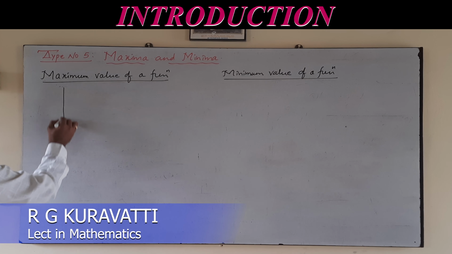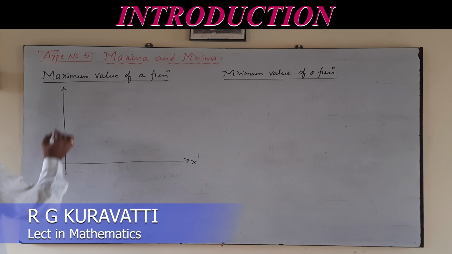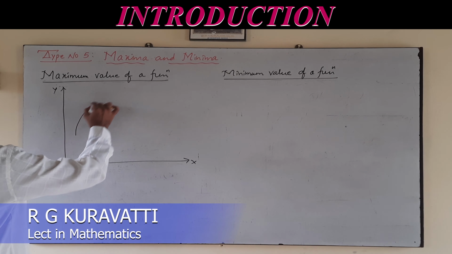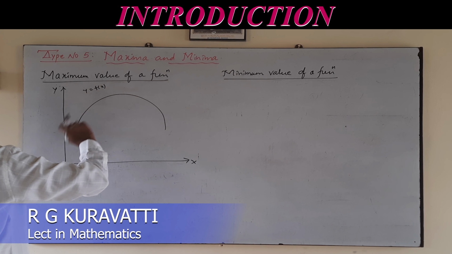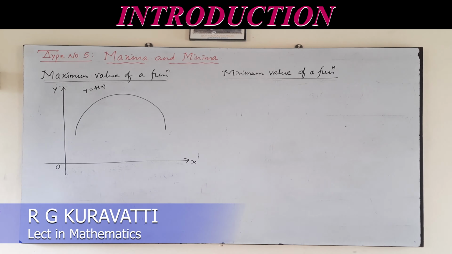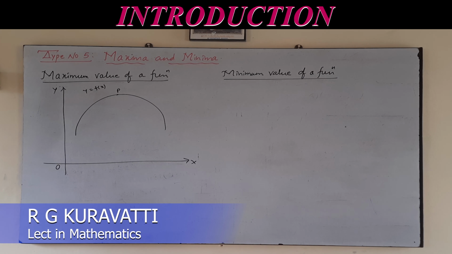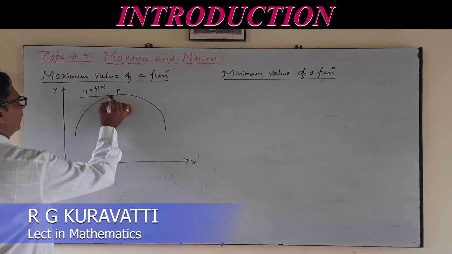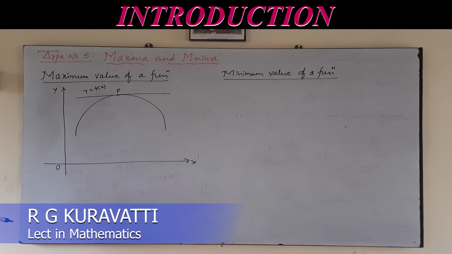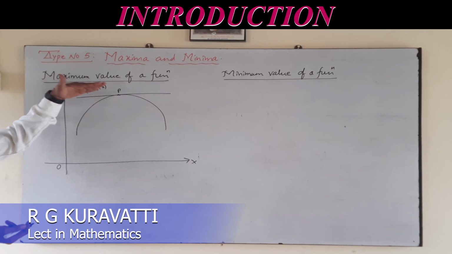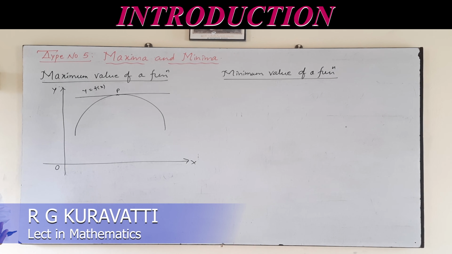Look here, let there be x and y axes. Listen carefully, O is the origin. Let y is equal to f of x be a curve which is a continuous curve. Now take a point. Let P be a point on the curve. From the point P, draw a line which touches the curve. You know that line is known as a tangent to the curve.